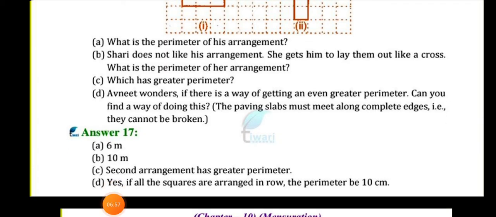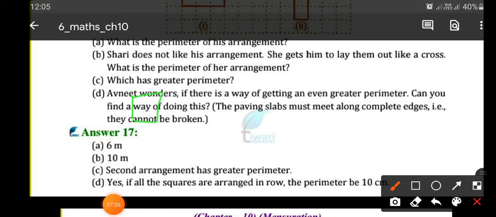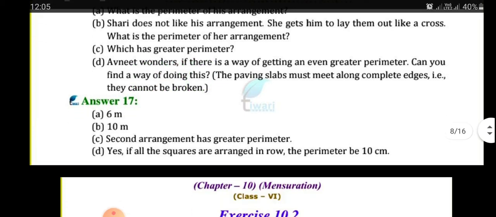Part D. Avneet wonders if there is a way of getting an even greater perimeter. Can you find a way of doing this? Yes, if all the squares are arranged in a row, then the perimeter will be greater. So here you have to think how you can arrange the blocks to get a greater perimeter. You can arrange these 9 blocks in a row, this way: 1, 2, 3, and try to find out the perimeter. What is the answer you are getting? So that is the answer.